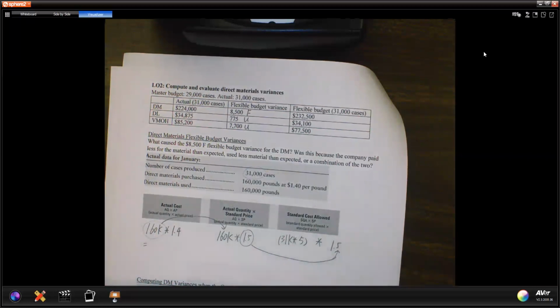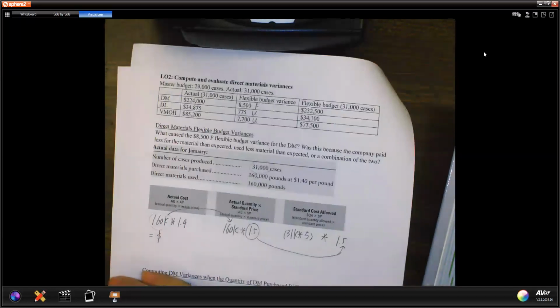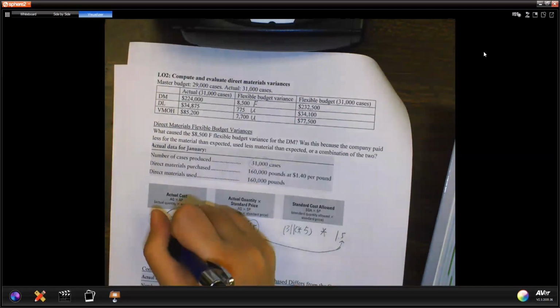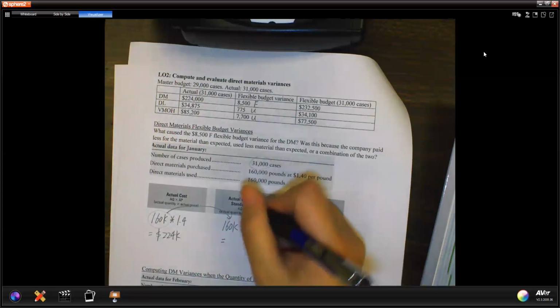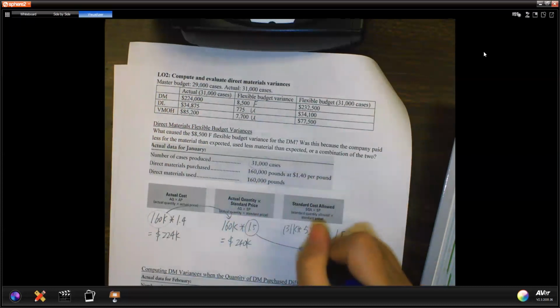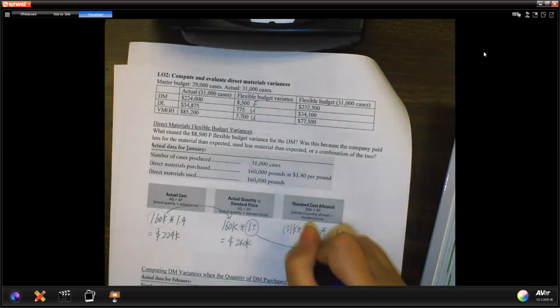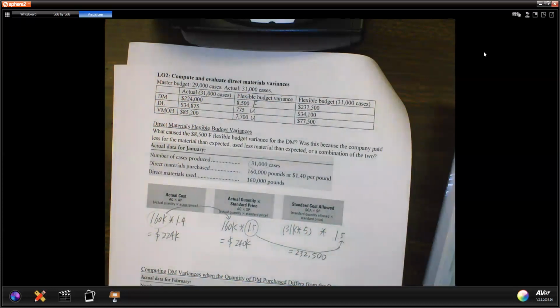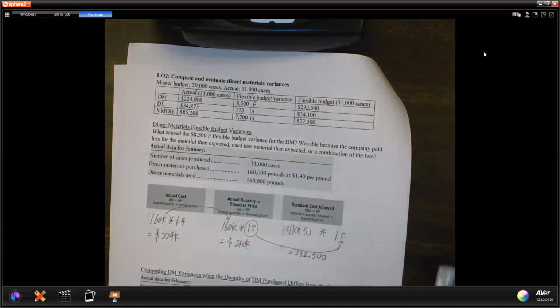Okay, so if you do all the numbers, you should be able to find out that your actual direct material amount has to be 224,000, and then you're in the middle, that gives you 240,000, and your standard gives you 232,500.